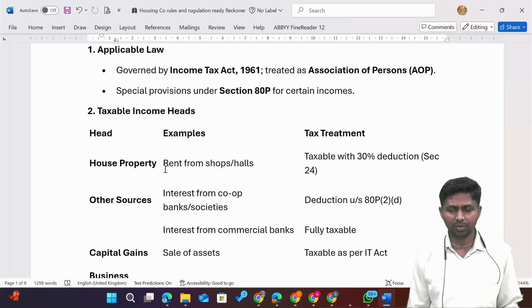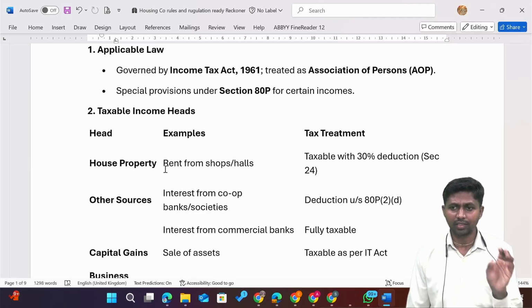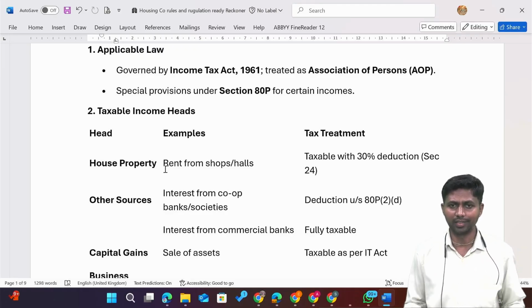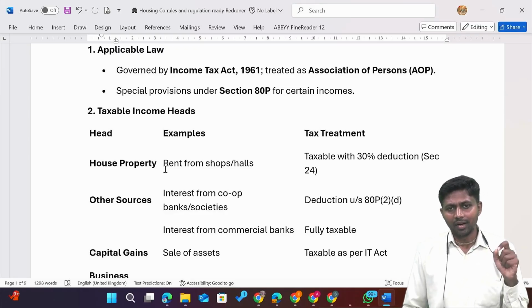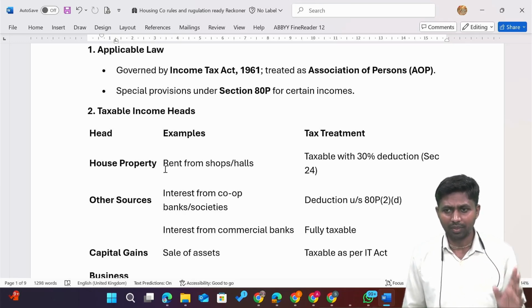There are 7 types of persons, and in that you will find association of persons. That is a legal person, not a natural person, but every person is required to pay income tax. Therefore, a society as a person is required to pay income tax. When that is payable and when not, we have to see in this lecture. For societies, Section 80P is applicable.